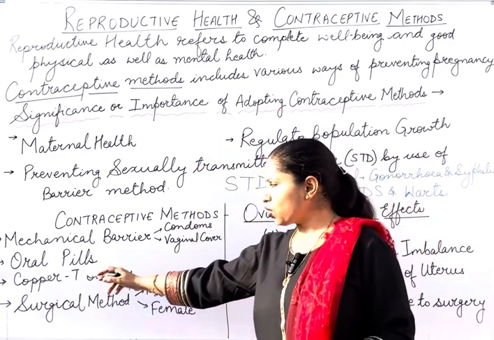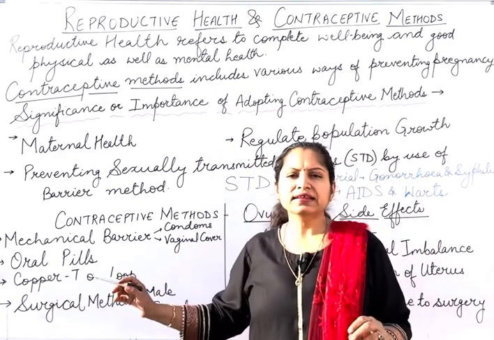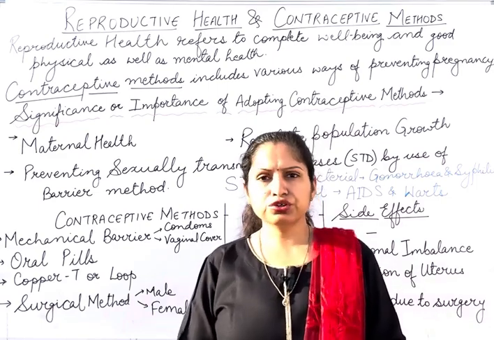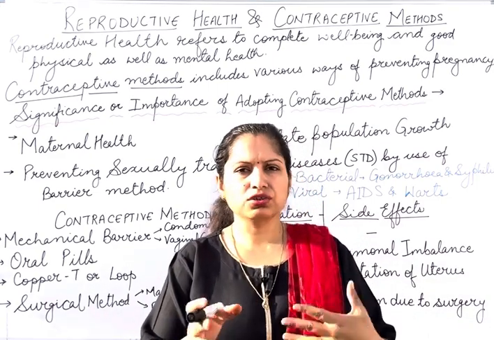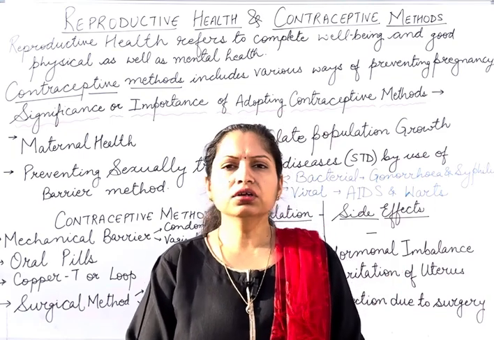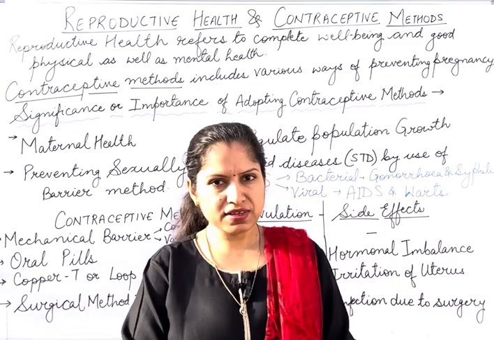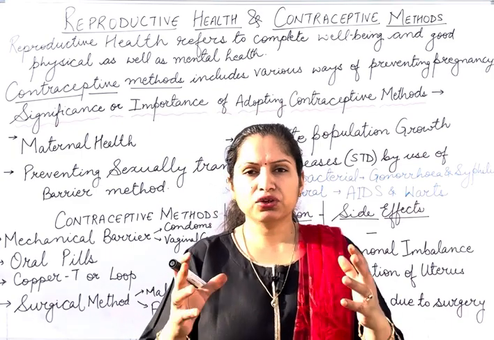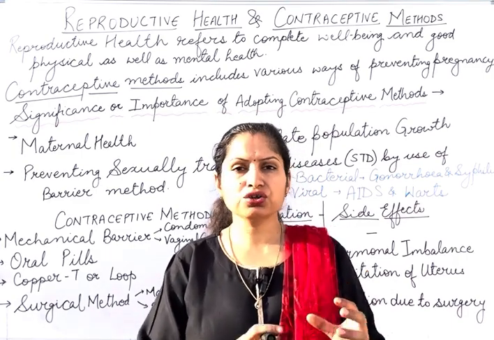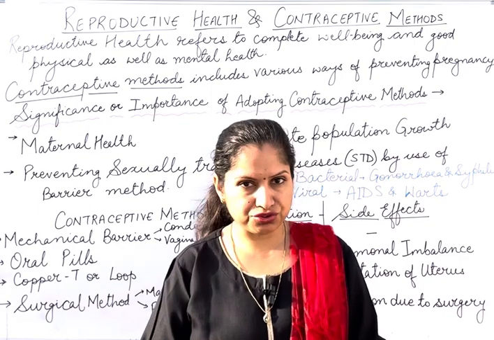Next comes copper T or loop. These are the devices which could be placed inside the uterus by a doctor or medical person. So that is placed inside the uterus, and that is going to prevent pregnancy. That will not allow the implantation of the embryo in the uterus.